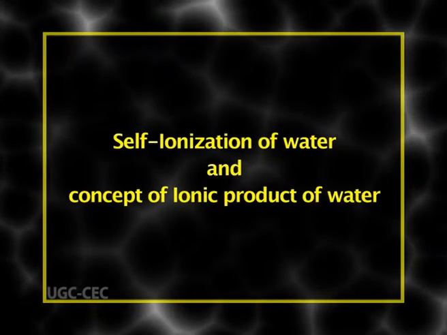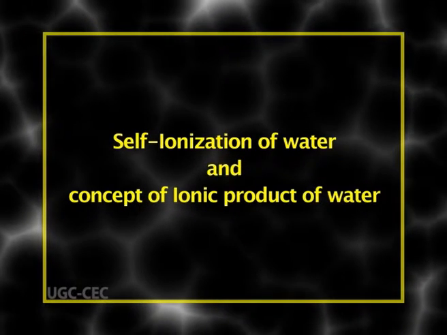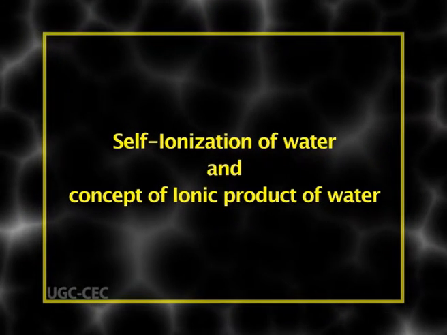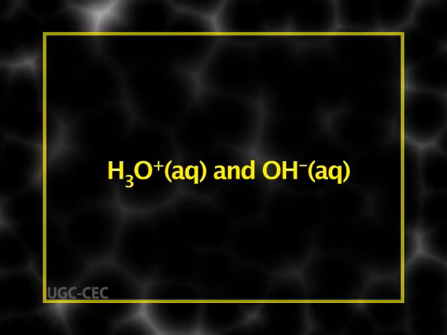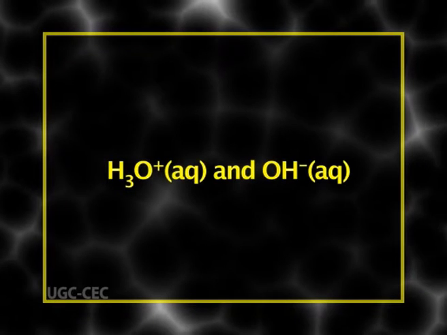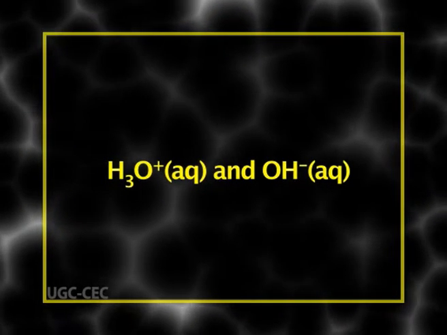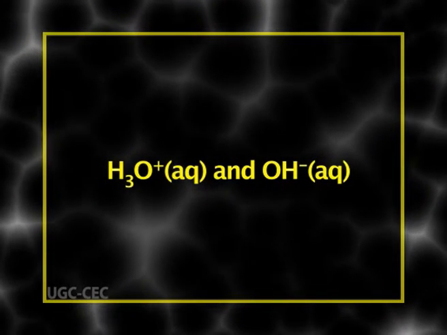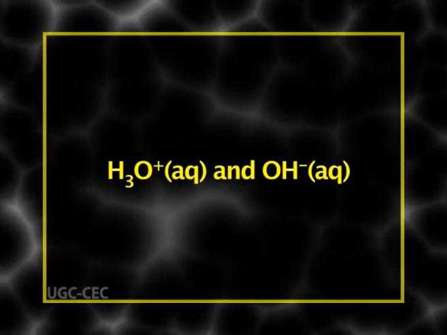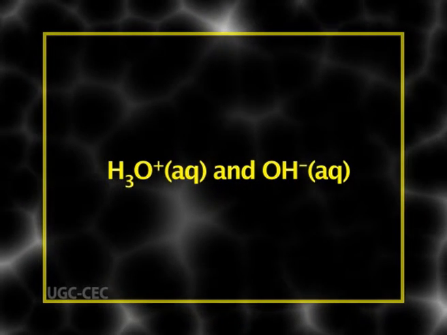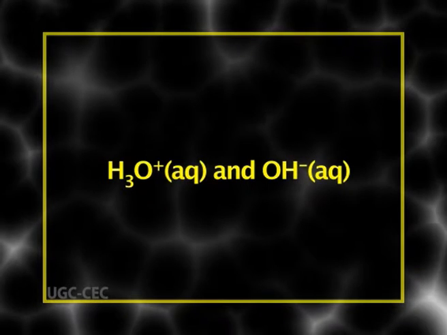Self-ionization of water and the concept of ionic product of water. Water is a weak electrolyte. Even in pure state, water is weakly ionized to give hydronium ion, which is represented symbolically as H3O⁺(aq), and hydroxide ion, which is represented symbolically as OH⁻(aq).